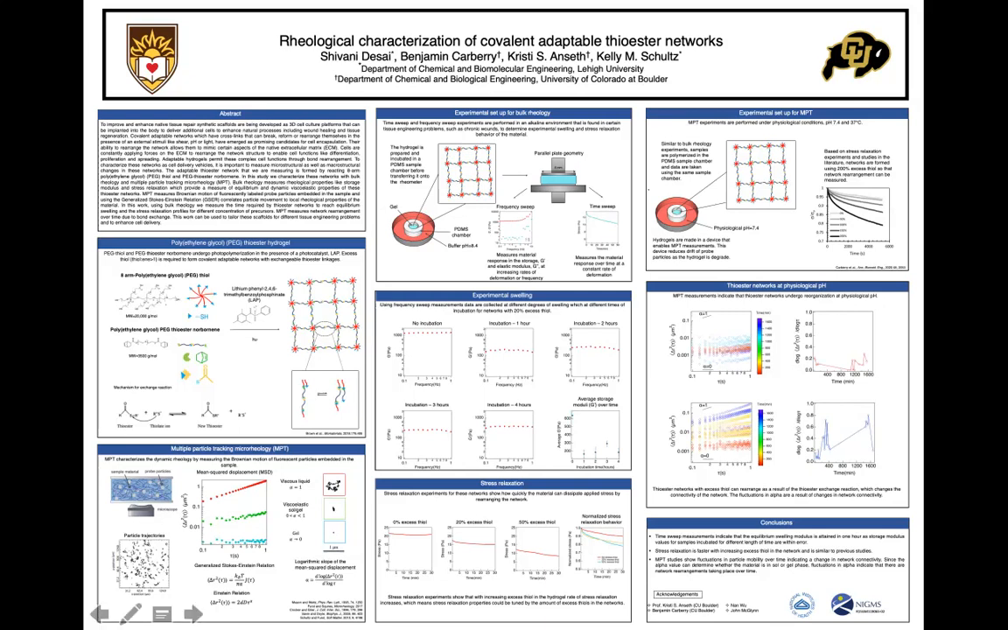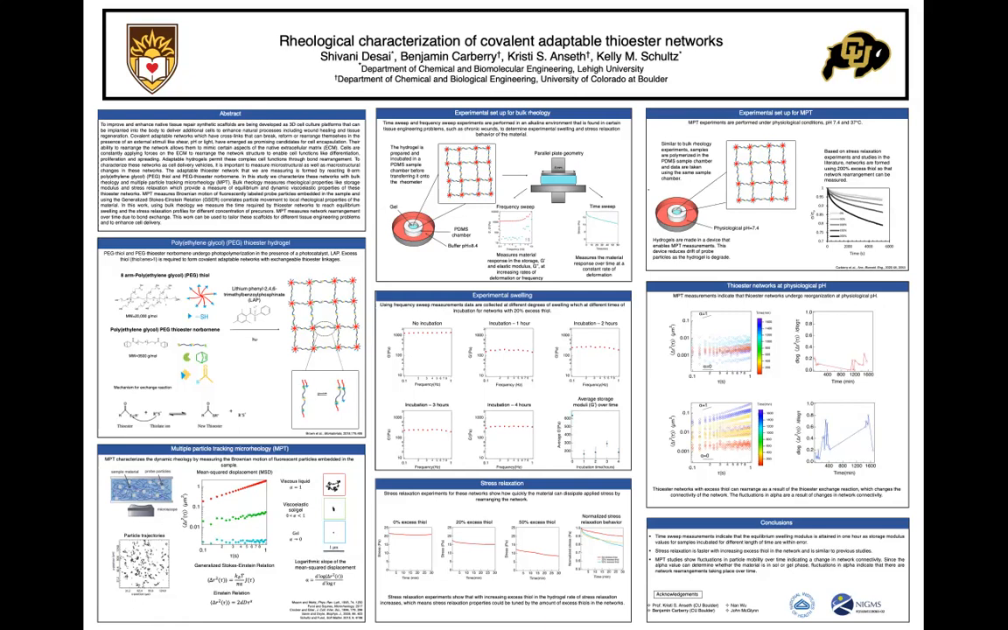MPT usually measures Brownian motion of the fluorescently labeled probe particles which are embedded in the sample. It captures the Brownian motion using video microscopy, and then we use a particle tracking algorithm to get the positions, and from there we use probability density functions accounting for Brownian motion to get the trajectories of these particles, and from there we calculate ensemble average mean square displacement of these particles.